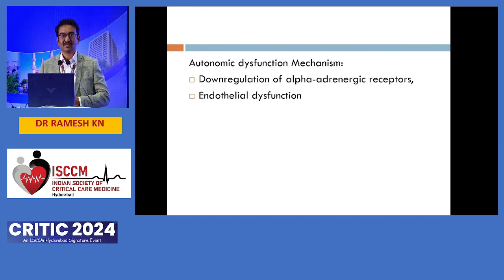And autonomic dysfunction, which could be because of diabetes or uremic neuropathy, is important for the compensatory mechanism when the patient goes into hypotension during dialysis. If the patient has autonomic neuropathy, the compensatory mechanism will not act and they are more prone to hypotension. The mechanisms here are mainly downregulation of the alpha adrenergic receptors and endothelial dysfunction.